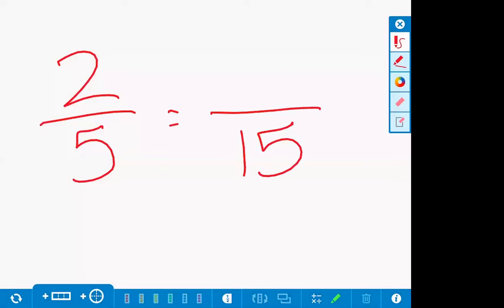So remember, you got to find the combination between 5 and 15. 5 times what number gives you 15? 3. 3, fantastic. So 5 times 3 equals 15. Whatever you do to the bottom, you got to do it to the top. So we're going to move the 3 up top and multiply it by 2 as well.